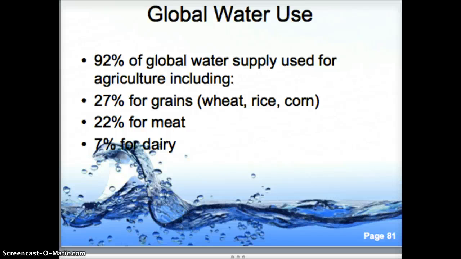Globally, what do we use most of the water for? It's mostly for agriculture. So 92% of the water is for agriculture. As part of that 92%, 27% of the total water use is for grains, wheat, rice, and corn, 22% for meat, and 7% for dairy. So you can see that it is a quite different picture globally versus the US, and you should keep in mind what are some of the differences between global water use and water use in the US.